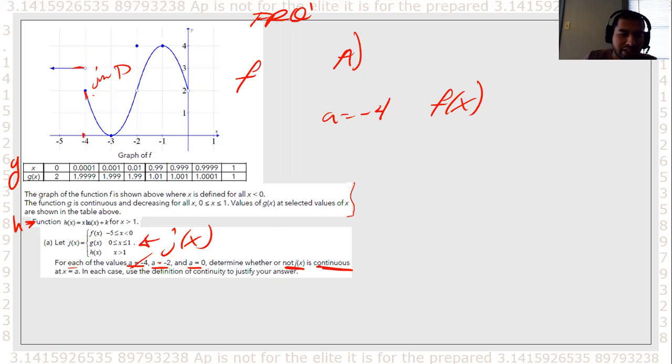And then you do it for the second one, a = -2, and you check -2. Is this continuous? Well, the left meets the right, but there's a hole in the function, so it does not. So that's pretty much how you do that one.